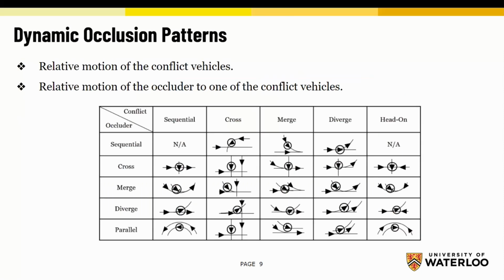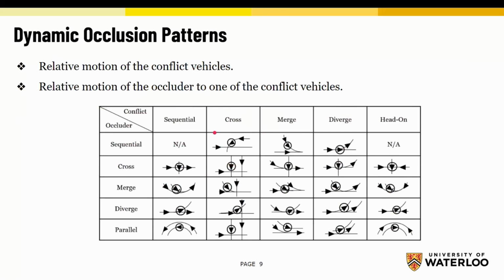So we get to our typology. Dynamic occlusion patterns are described by two pieces of information: the relative motion of the conflict vehicles, that is, the two guys that are going to crash into each other, and the relative motion of the occluder to one of the conflict vehicles. We have 23 types here, but we only tried to generate 19 of them, because head-on collisions are simply not possible to generate within the road surfaces that we have within our data set. There's no lanes that go head-to-head in our data set. So we focus on cross, conflict merge, and conflict diverge scenarios.